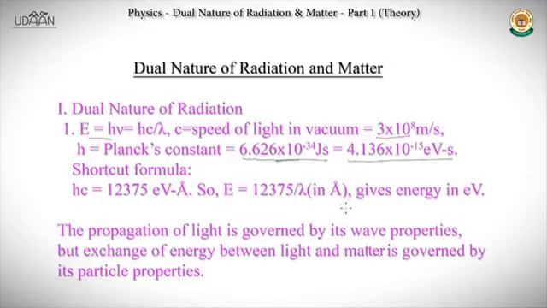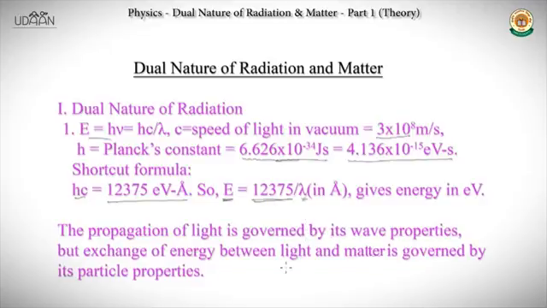Right. So here we have a shortcut formula as well, which is hc equals 12375 electron volt Angstrom. So we are going to simplify this further. E is the energy, and it is 12375 divided by lambda. So basically, these can be used while solving problems. I have included a problem based on this formula.